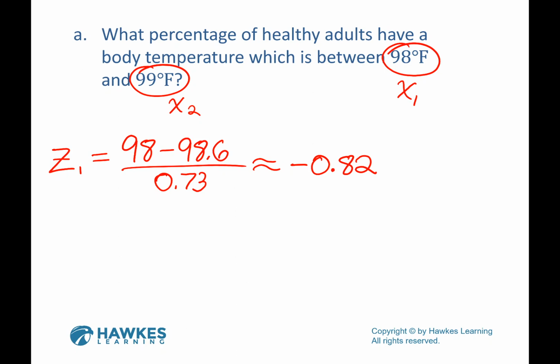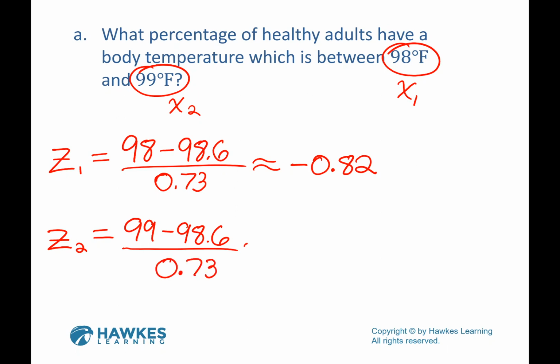Okay. For the other one, we use 99, so 99 minus 98.6 divided by 0.73. See what we get there. For that one, I get a Z of 0.55 when we round.